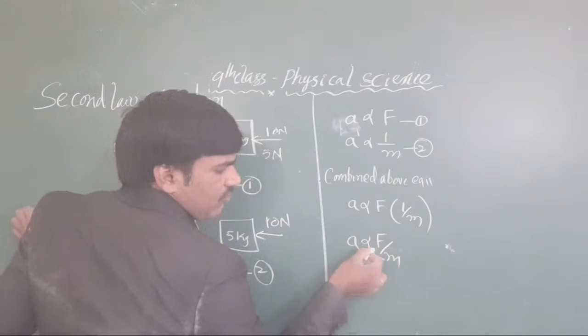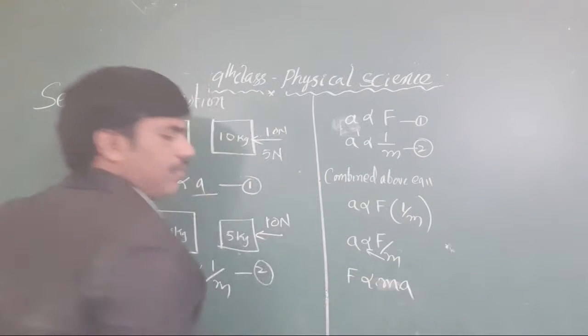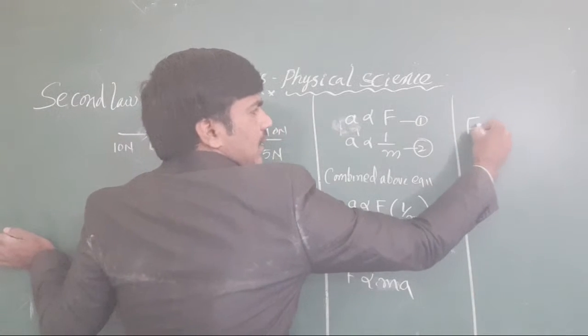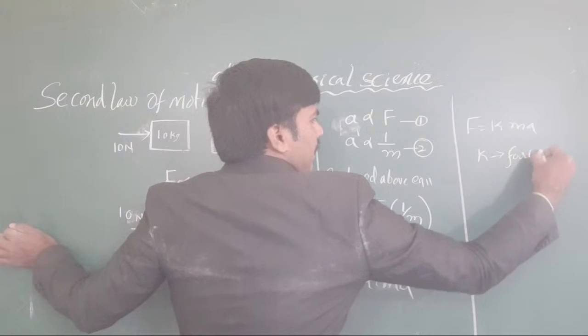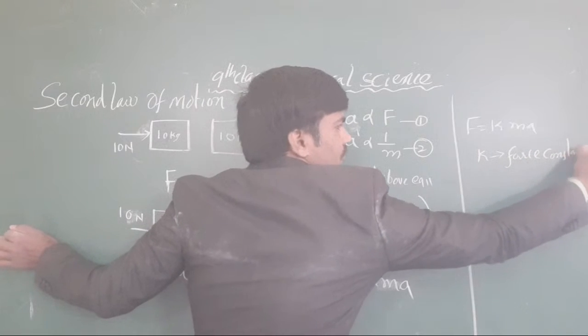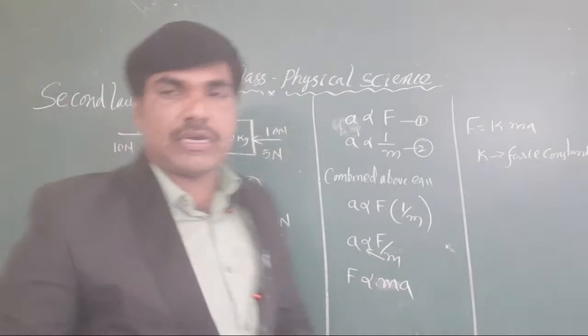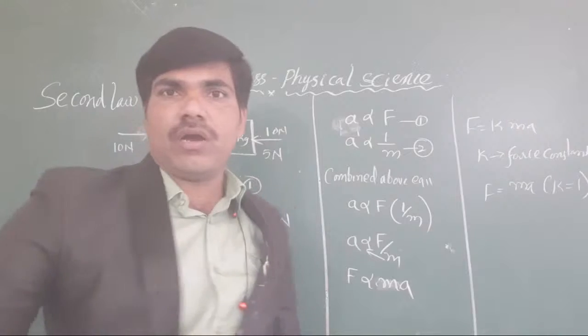Now, when you go for m here, F is directly proportional to m into a. Clear or not, all the students? Now it is also written as F equals K into ma, where K is a force constant. Now it becomes F equals ma when K is taken as 1. I hope you understood.